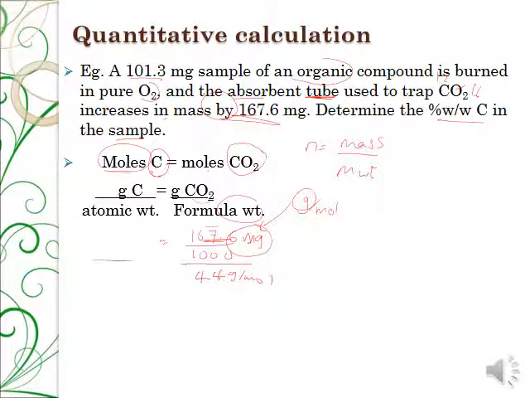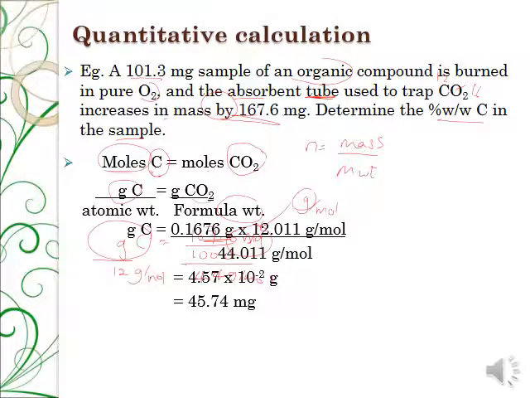Now move on to carbon. We don't know this. The atomic weight of carbon is 12 gram per mole. So using this, we can solve for this, in which the answer is 45.74 milligram, or 4.57 times 10 to the power negative 2 gram.